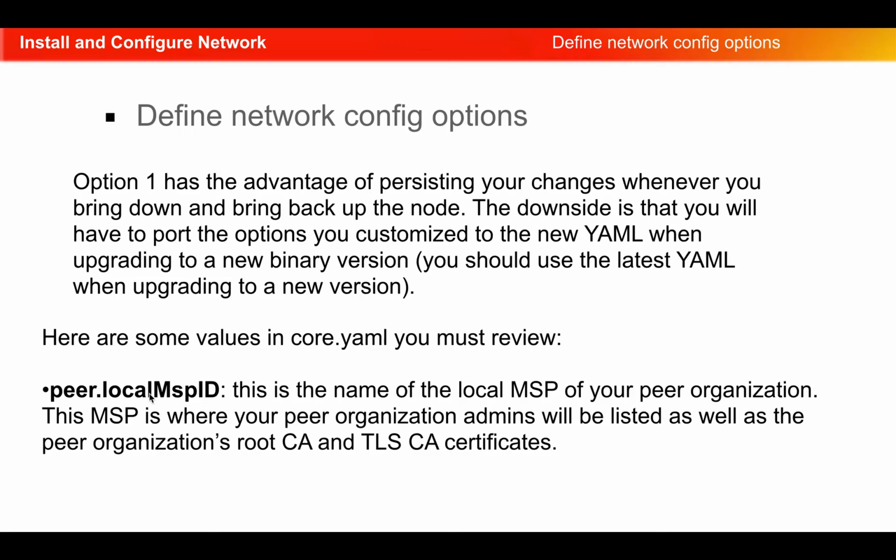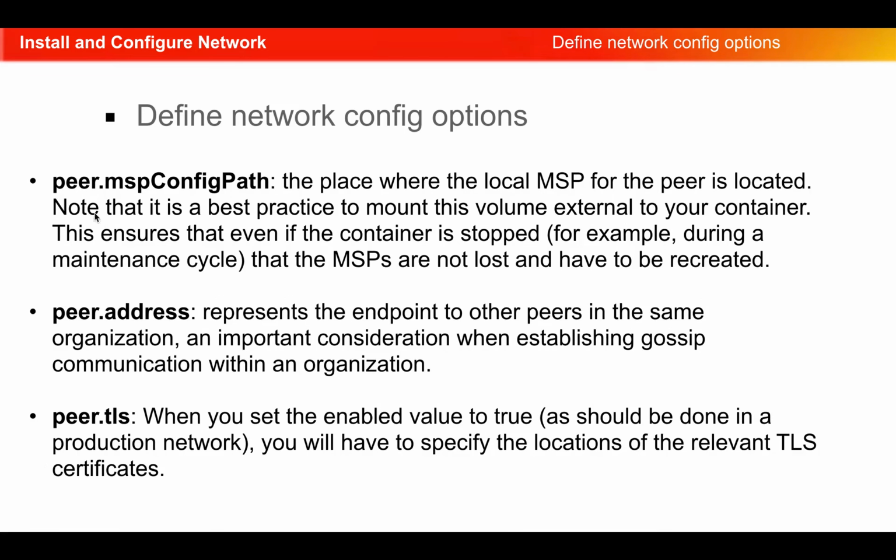So these are some of the properties present in core.yaml that are explained here. peer.localMspId is the name of the local MSP of your peer organization. This MSP is where your peer organization admins will be listed, as well as the peer organization's root certification authority and TLS certification authority certificates. You have peer.mspConfigPath. This is the place where the local MSP of the peer is located.